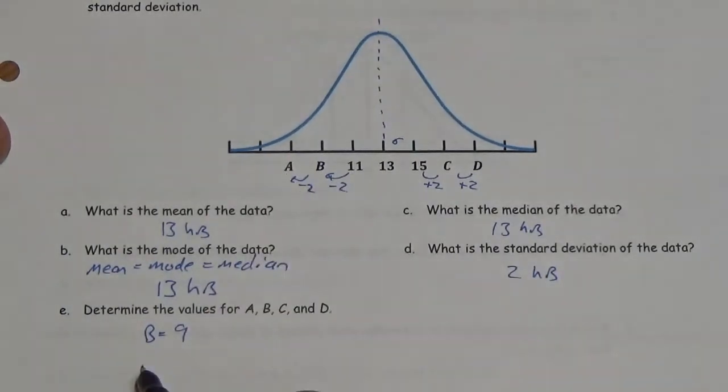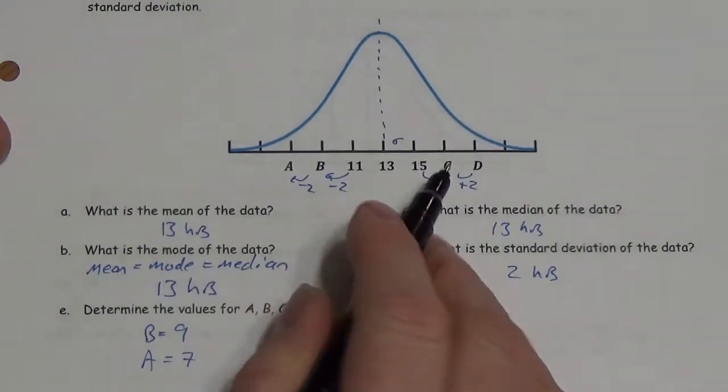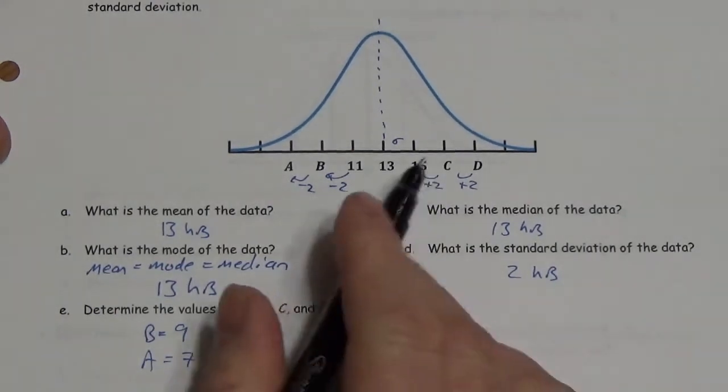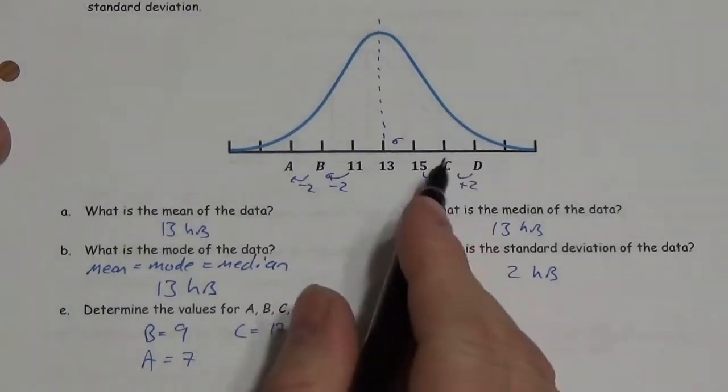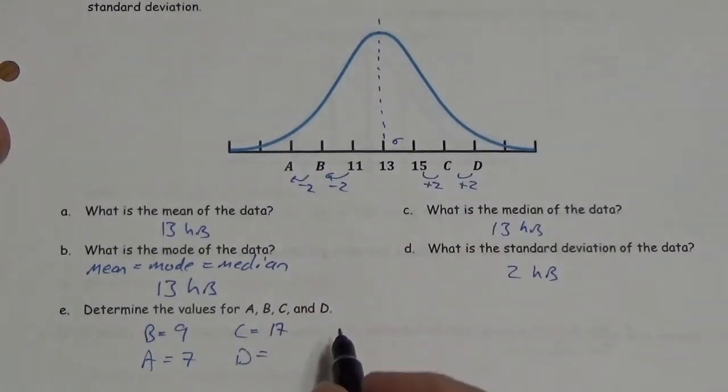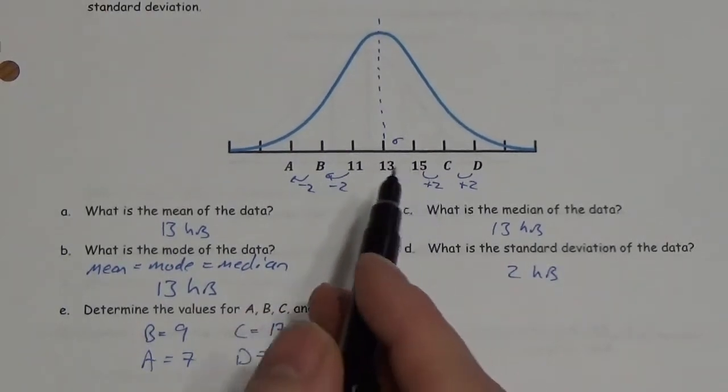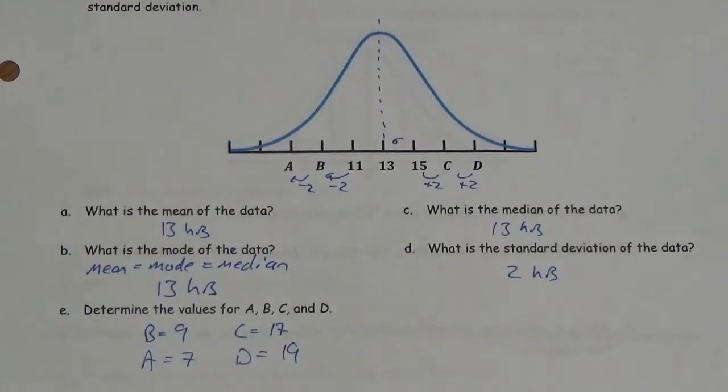And then to get A is going to be 7. And then starting at 15, this is going to be quite a bit easier. So C is going to be 17 hours, and then D is going to be 19 hours. Okay? Just adding and subtracting the 2 that we were told basically was the standard deviation.